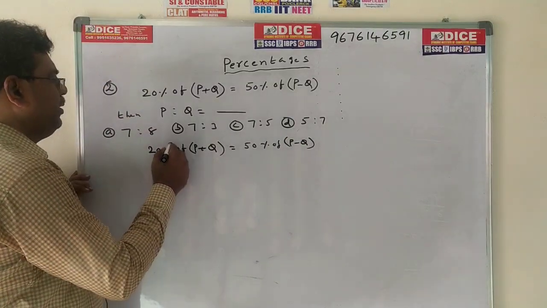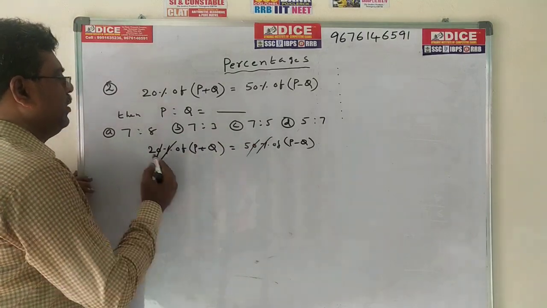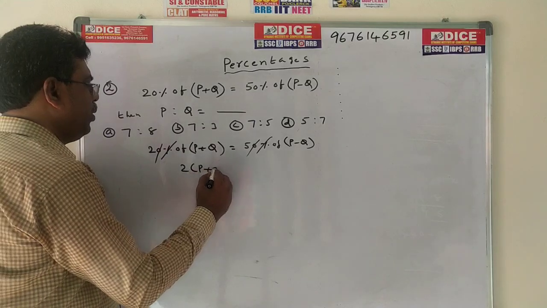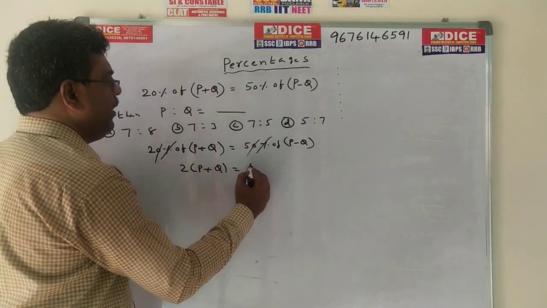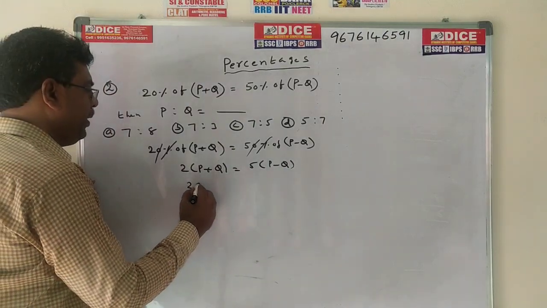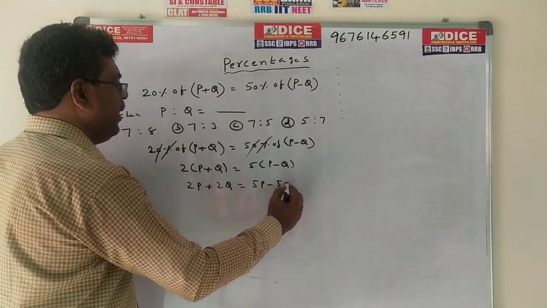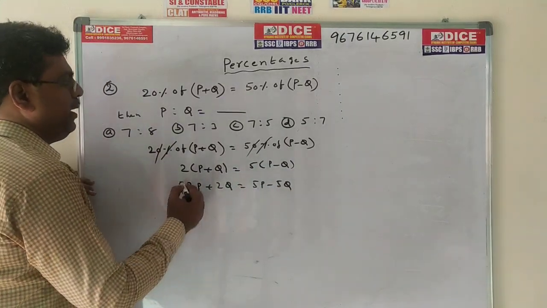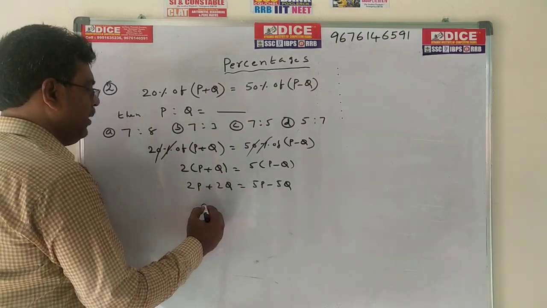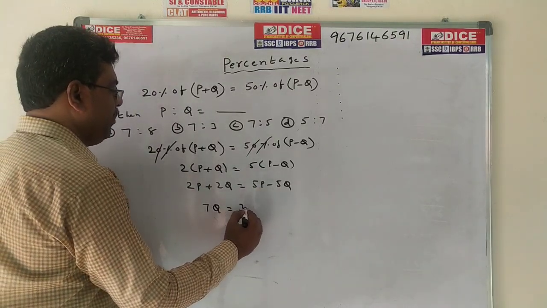Now see, first of all, the percentages cancel, and this 0 and 0 cancel. So 2 into (P plus Q) is equal to 5 into (P minus Q). Expanded: 2P plus 2Q equals 5P minus 5Q. Send P to that side and Q to this side: 5Q plus 2Q is 7Q, and 5P minus 2P is 3P.